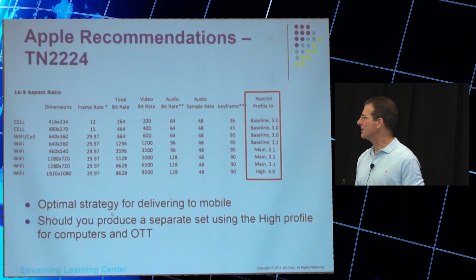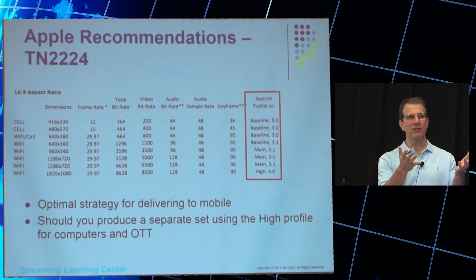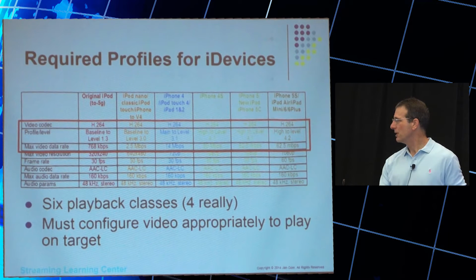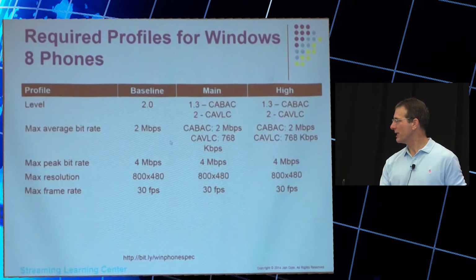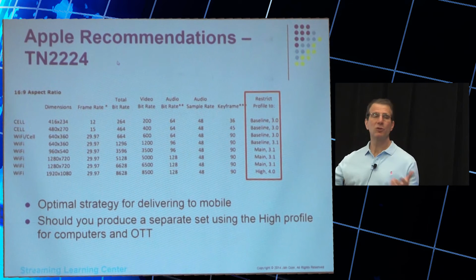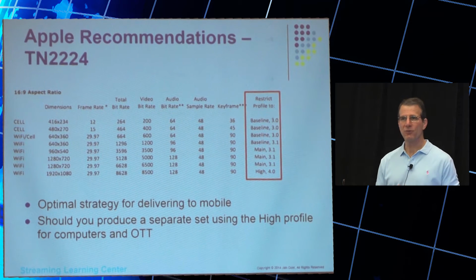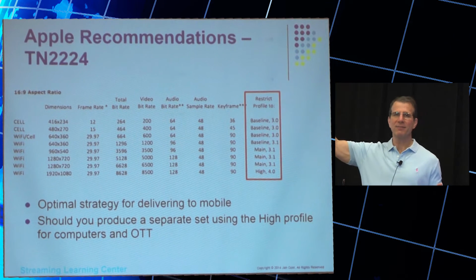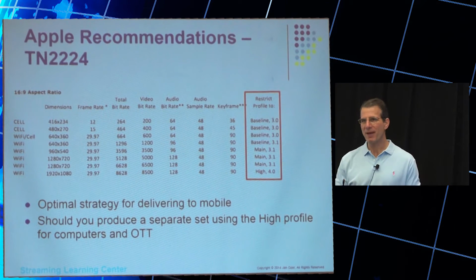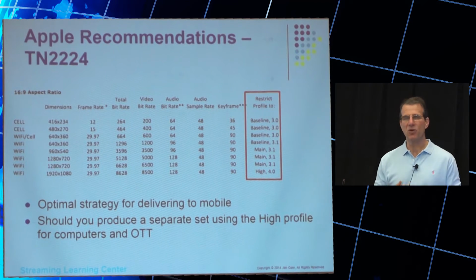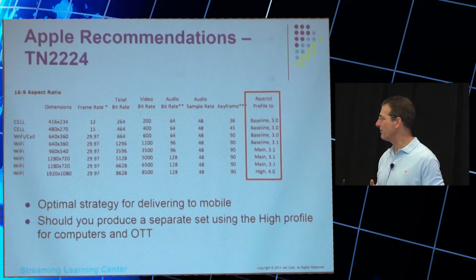Okay, so this is the interesting part, right? So your question is, what does Apple recommend doing to target all these devices? What they recommend is creating a group of files, and this is TN2224. Who here has heard of TN2224? This is like a seminal document. This is like the tablets from the mount. This is probably the most important document Apple ever put out as it relates to targeting their iDevices.